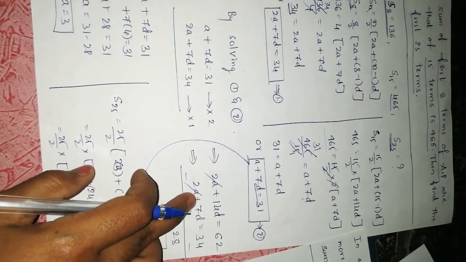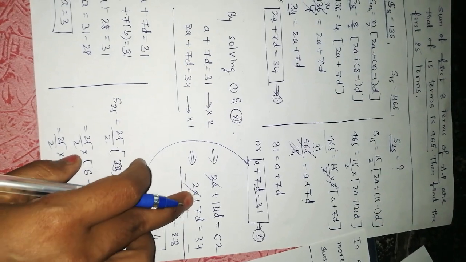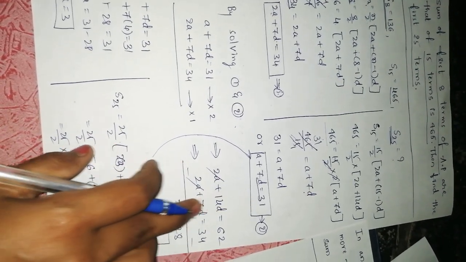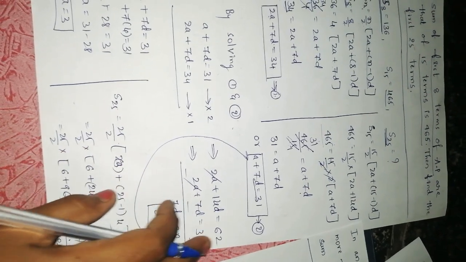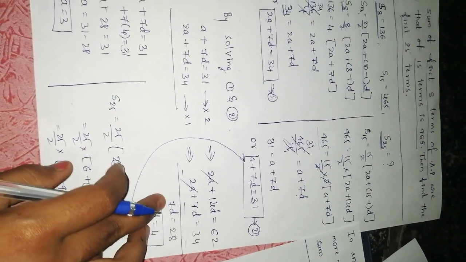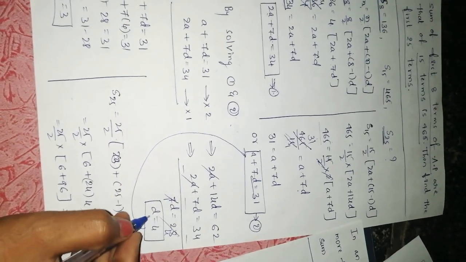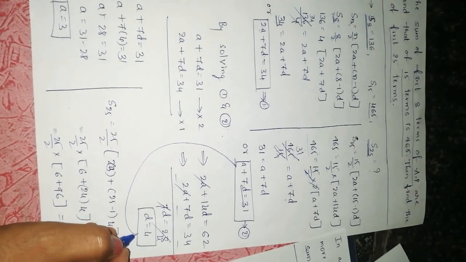Here plus and plus, do not do it as addition. Here take the opposite symbol, plus and minus, you have to subtract. Therefore 14 minus 7 is 7d. 62 minus 34 is 28. So you know that 7 ones are 7, 7 fours are 28, therefore d value is 4. So you know what to do.